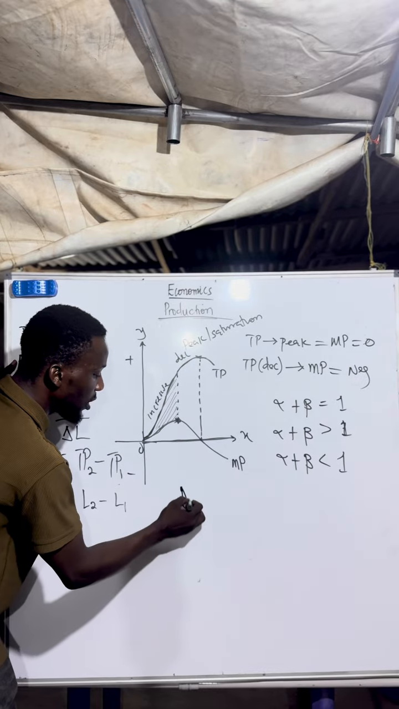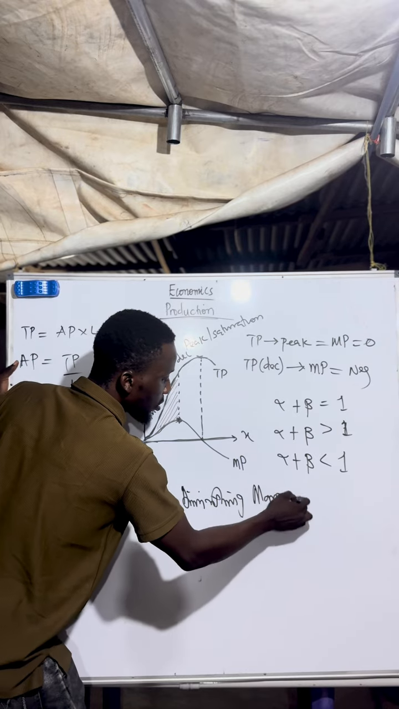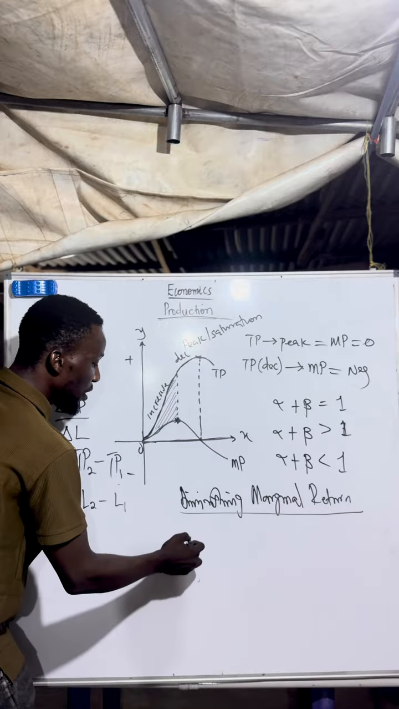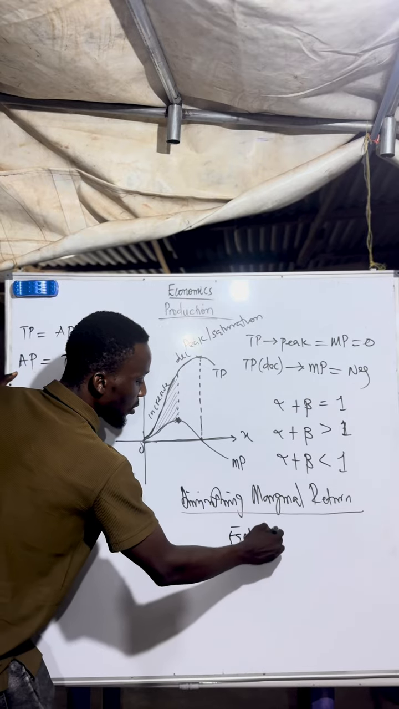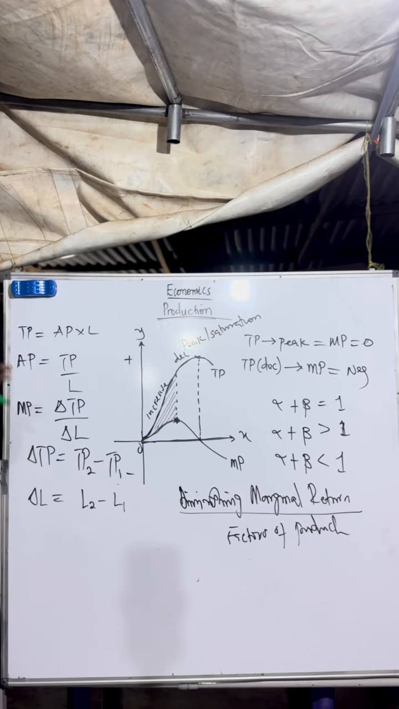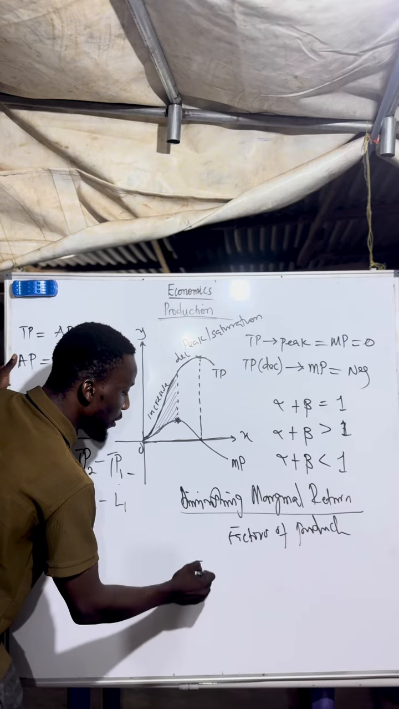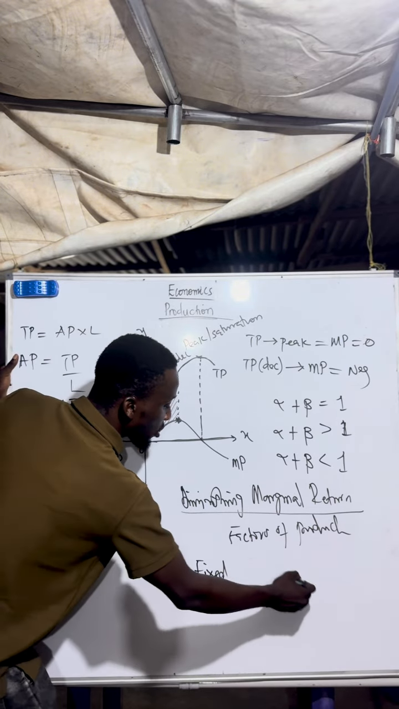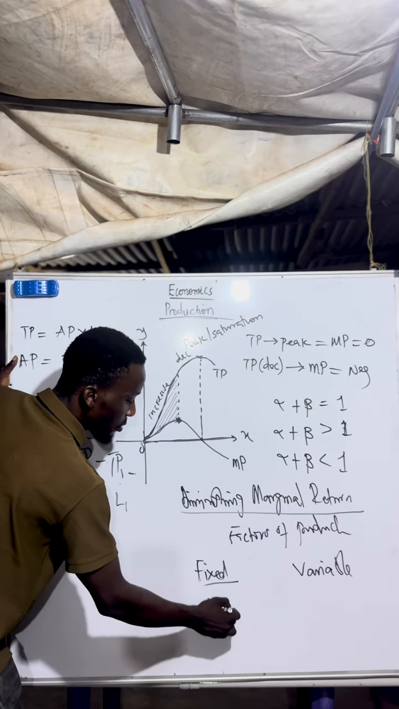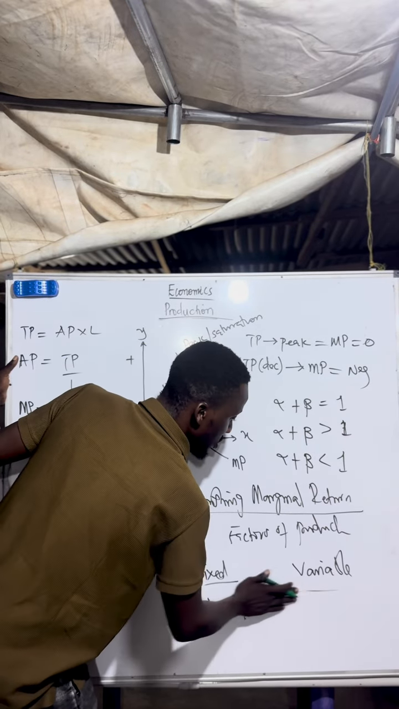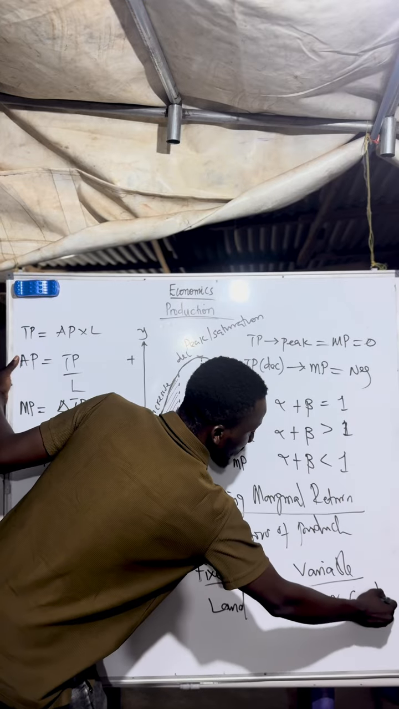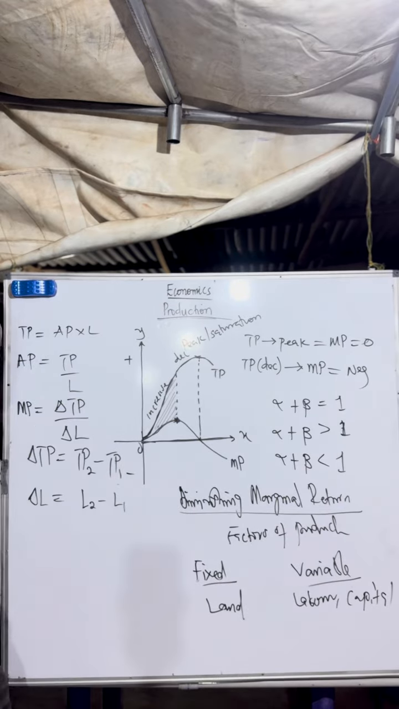Now, the law of diminishing return. Please take note of this: before you can produce, there must be factors of production. These factors of production are classified into two. We have the fixed factors and we have the variable factors. The fixed factor is land, while the variable factors are labor, capital, and others.